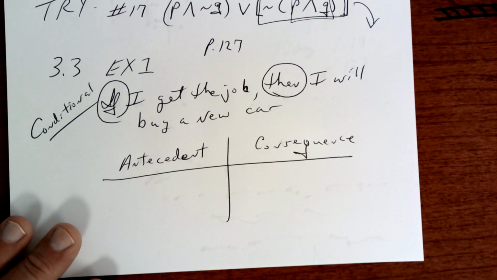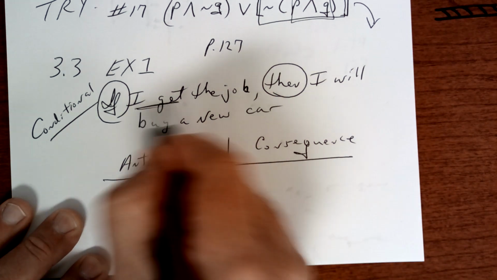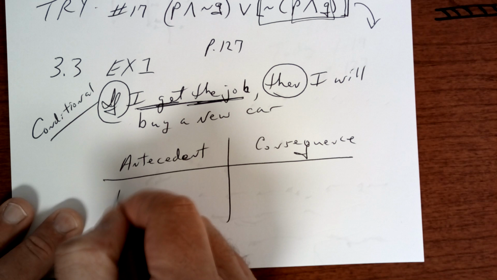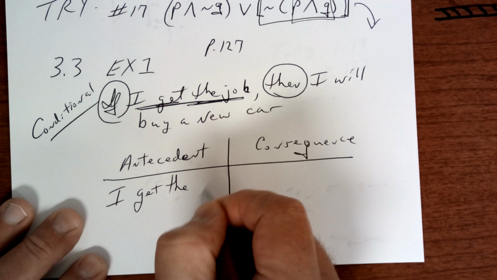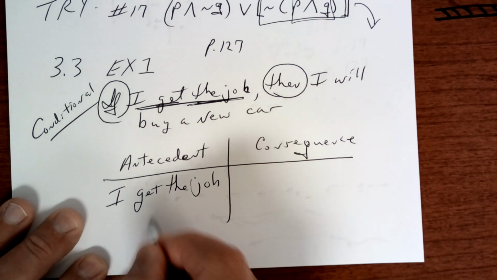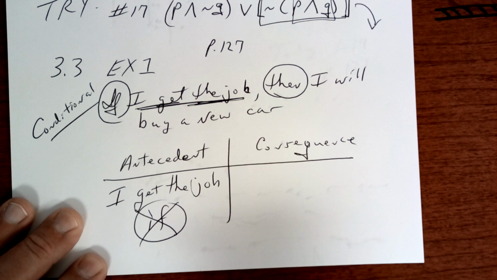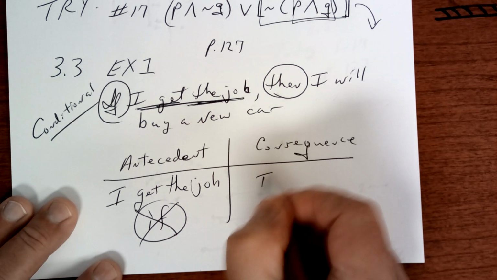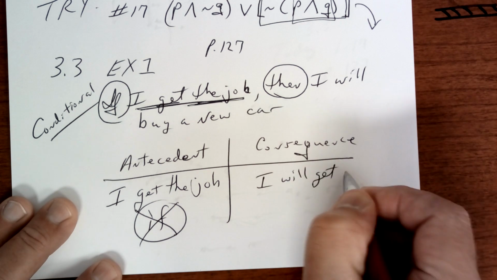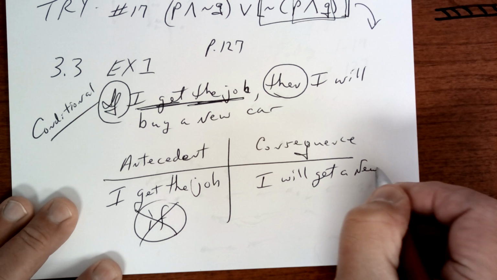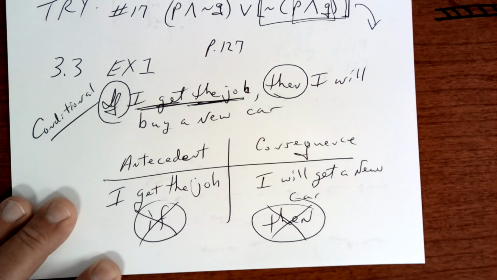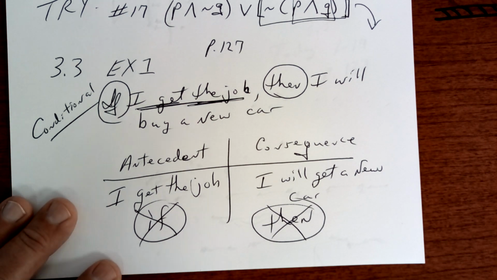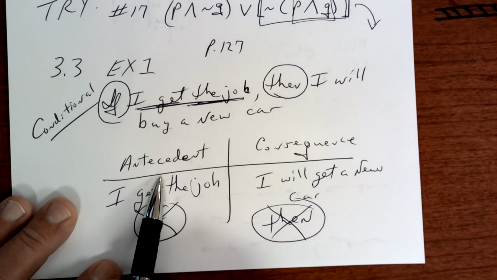The antecedent is the first part. It comes first. So I get a job or I get the job. Do not include the word if. If you include the word if, that's wrong. The consequence is I will get a new car. And if you include the word then, it will be wrong. So you have the antecedent. Antecedent comes first, and then the consequence.